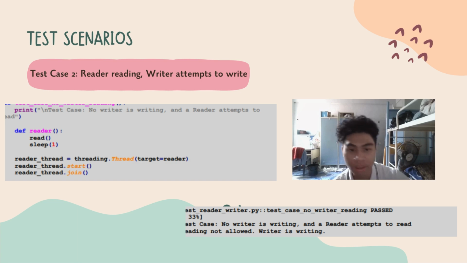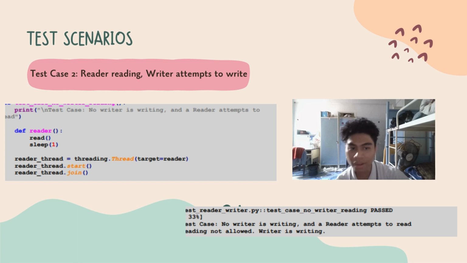So let's take a deep dive into the code. So we got a reader function that will call the read function and then sleep for 1 second. And we also have the reader thread and the start and join methods. So let's see here, which is reading not allowed, writer is writing. Okay.